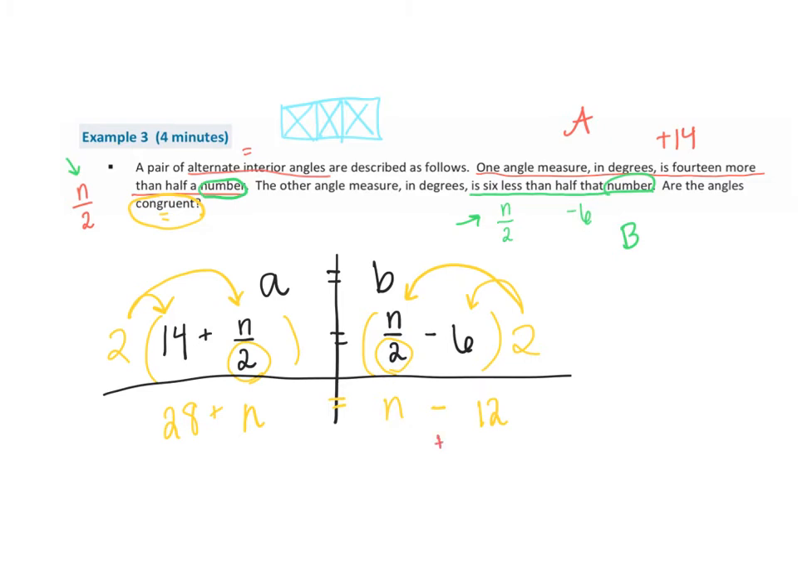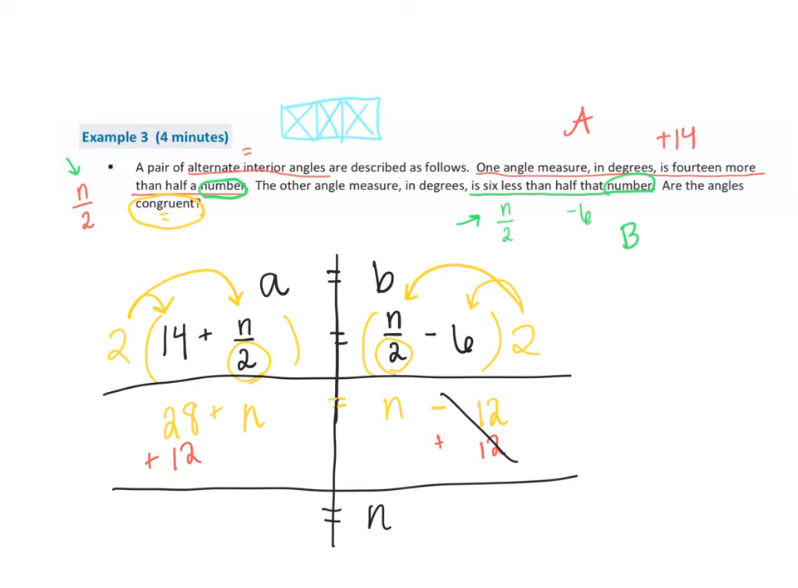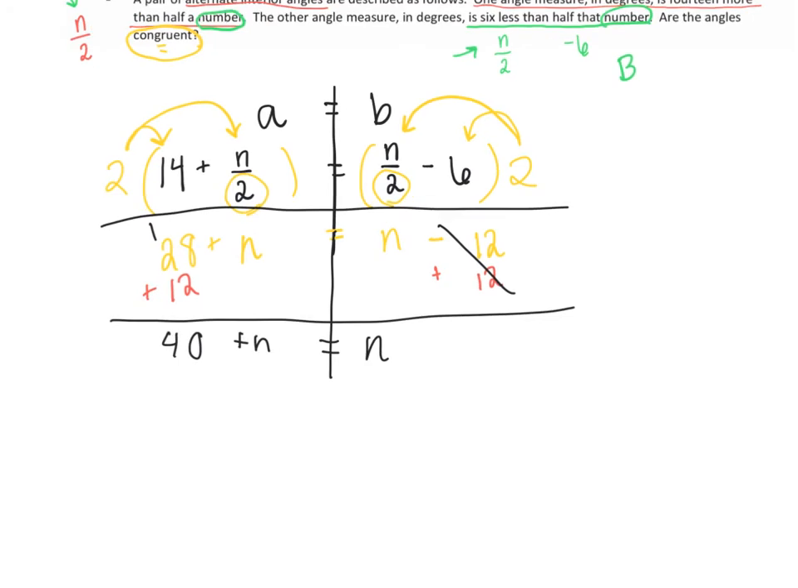Now I'm just going to add 12 to both sides. Over here it cancels. I'm left with n equals 28 plus 12 is 40. 40 plus n is where I'm at right now. Now I want to move this n to the other side. I take away an n. I take away an n. Over here it cancels. Over here it cancels. What the heck? Nothing's left. And then we have 40 equals 0.